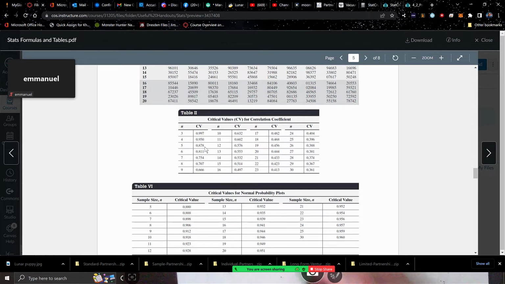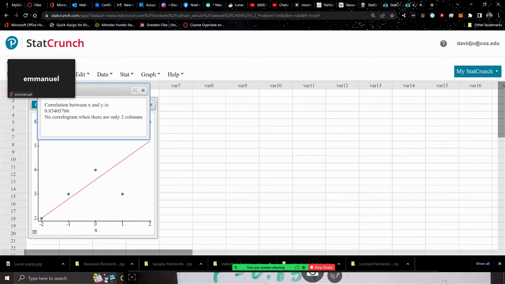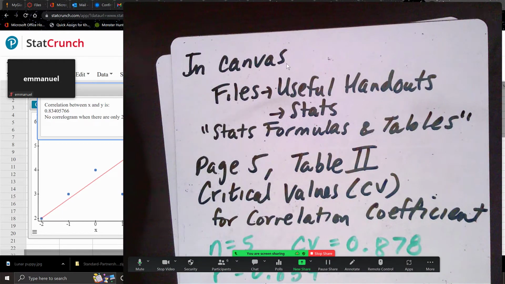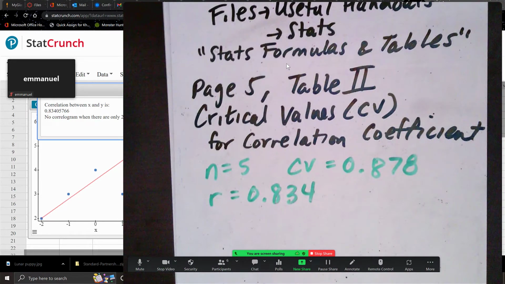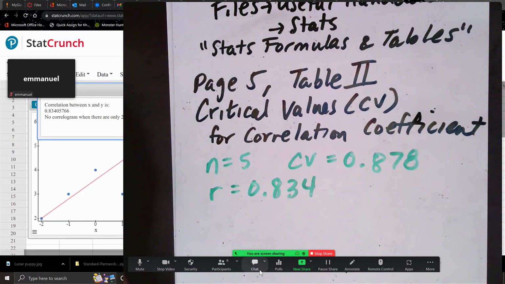I've got CV is 0.878. And R, I'm going to rewrite on this page, was 0.834. So that's where we'll find them. And when you're doing it in the homework, it should give it to you, including later sections, hopefully. Okay, so what do we do with R and the critical value?